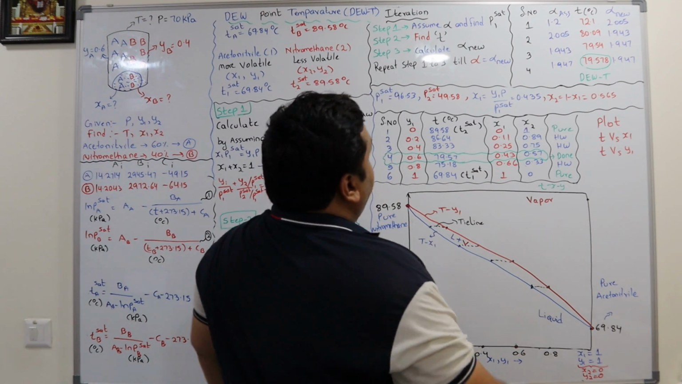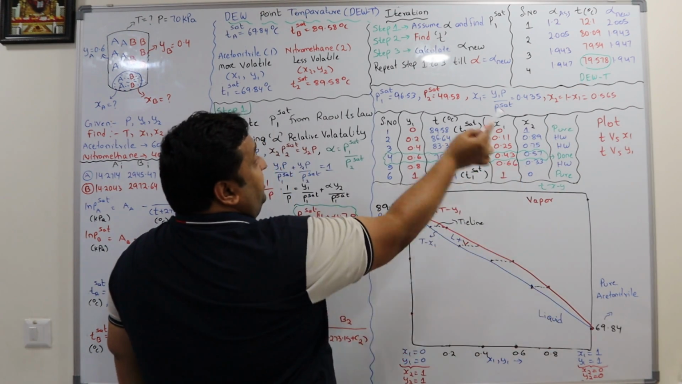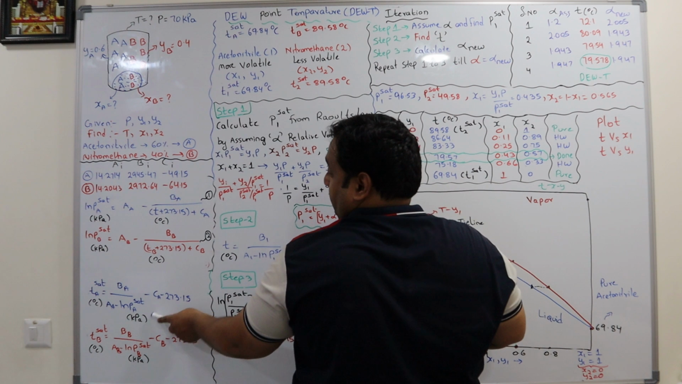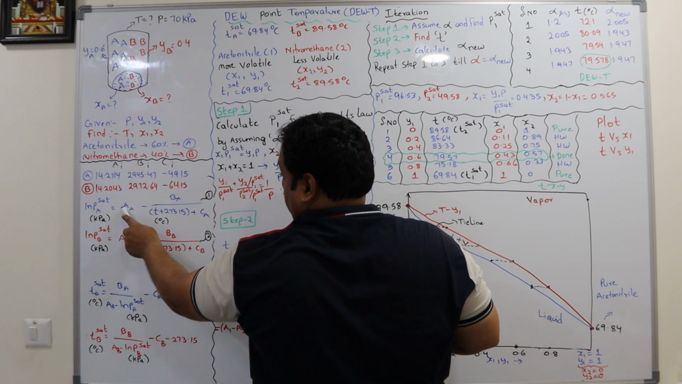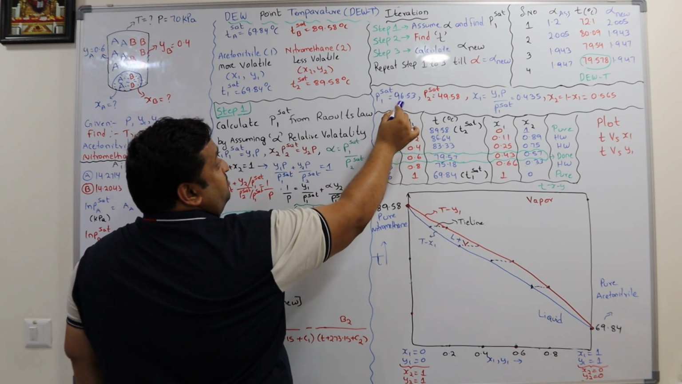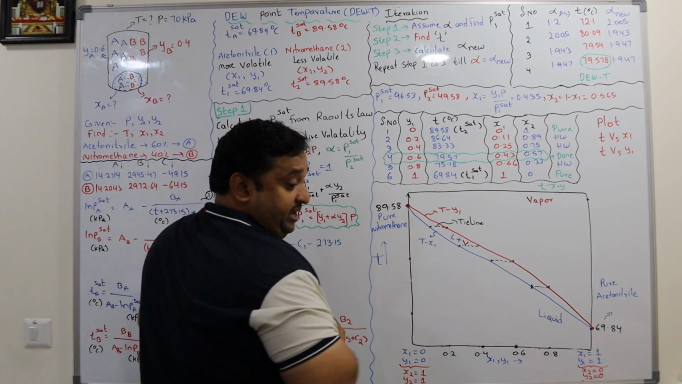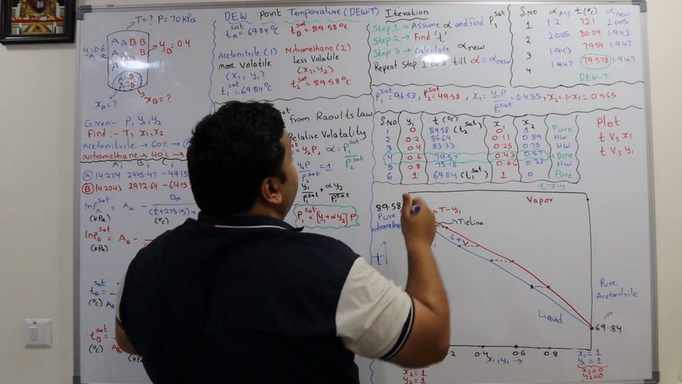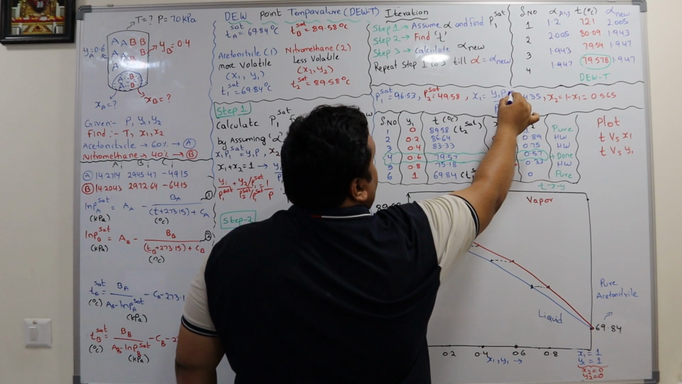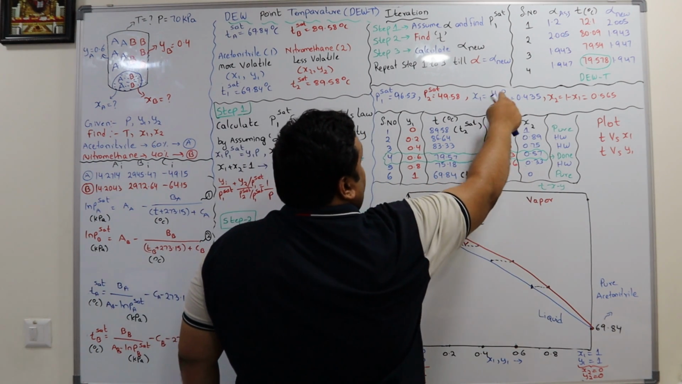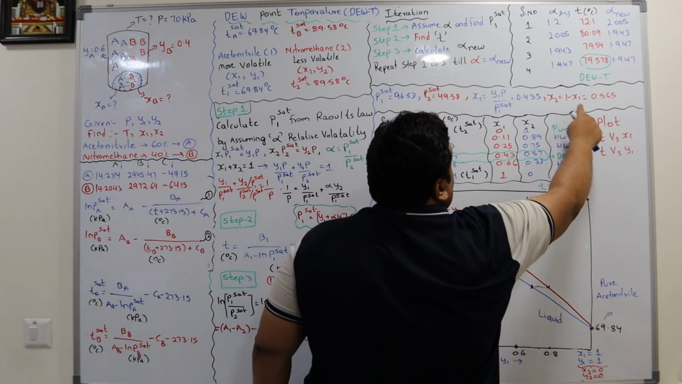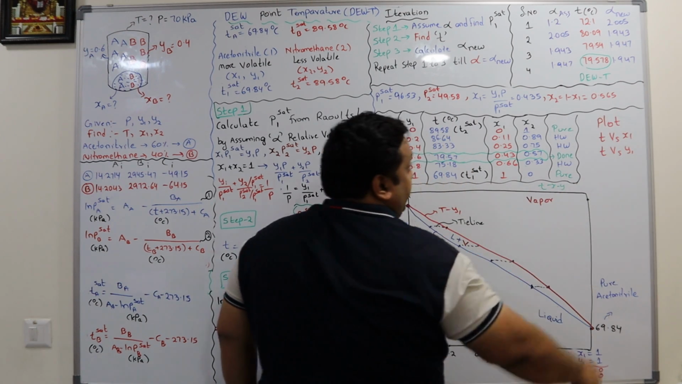Okay, so once you got the temperature, find out the P1 saturated and P2 saturated. That means at this temperature, using these equations, calculate P1 saturated and P2 saturated. So I got P1 sat is 96.3 kilopascal and P2 sat is 49.58 kilopascal. Then the next agenda is to calculate x1. X1 is nothing but y1 into P by P1 sat. I know y1, I know P, I know P1 saturated. Then I got 43.5%, and x2 is 1 minus x1, which is 0.565.